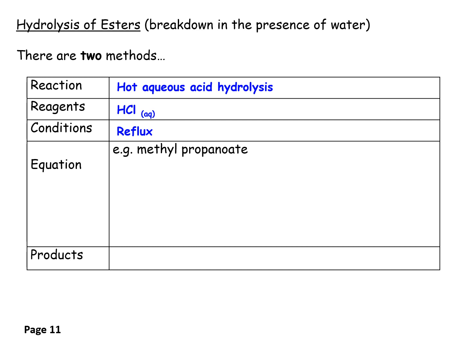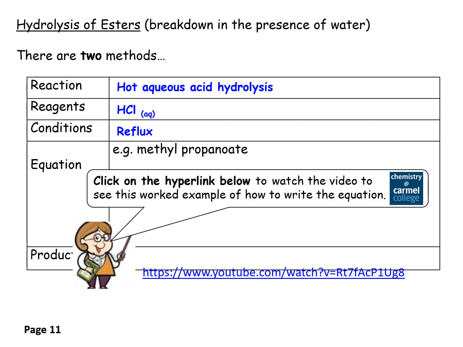So if we start with an ester, let's choose a random one, so methyl propanoate. There's a video here for you to watch again, so click on the hyperlink, it'll take you to the YouTube channel. Watch the video of this reaction being drawn out, make notes as you like, and then we'll summarise on the next slide.